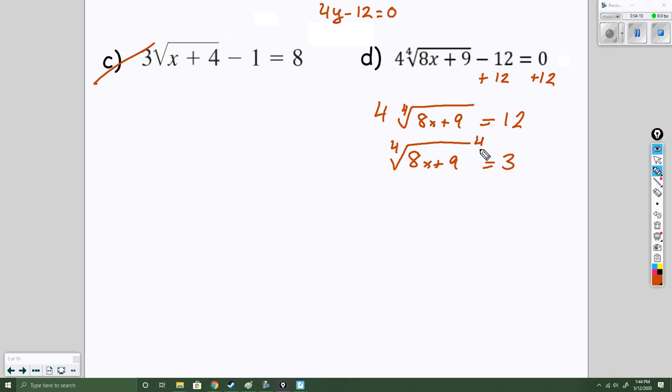And then we're going to raise that to the 4th power on both sides. So we get 8x plus 9 equals 81. Subtract 9. 8x equals 72. Divide by 8. And we get x equals 9. All right, so it's the same kind of steps that we would use to solve a simple equation there.